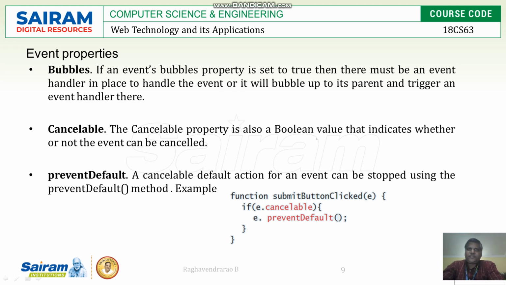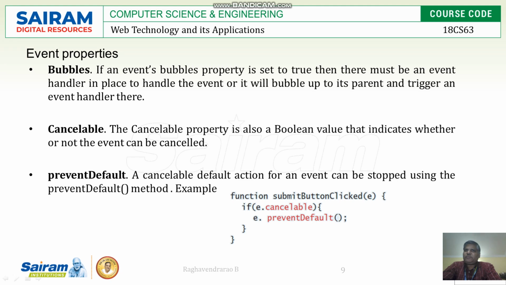Now let us see how this event is going to happen and what the event properties are. The event properties are bubbles, cancelable, and preventDefault. Any function that you write can have these things. So what do we mean by bubbles?